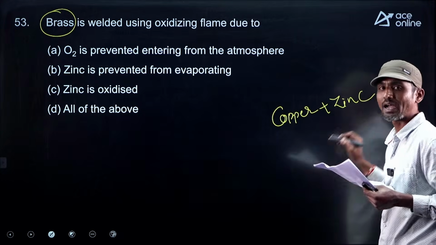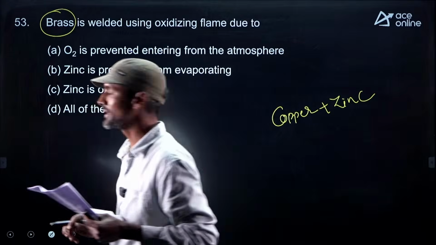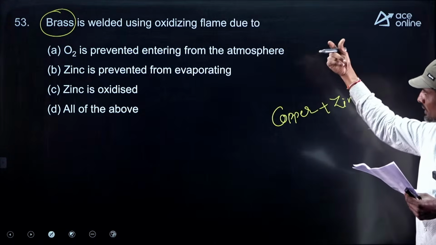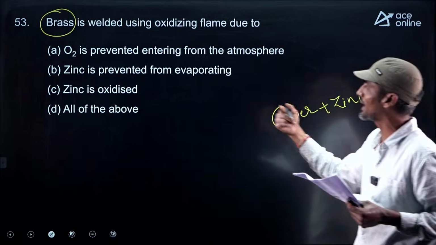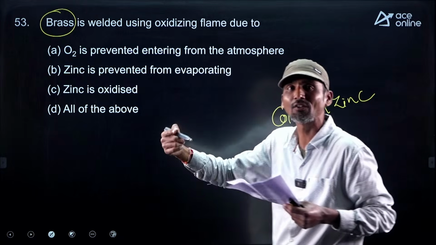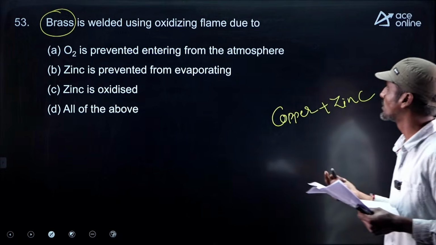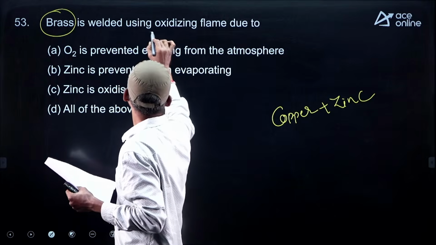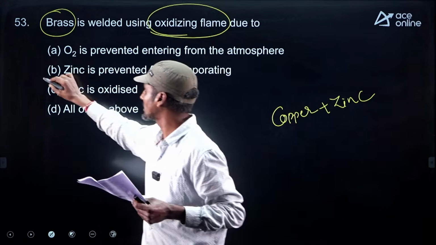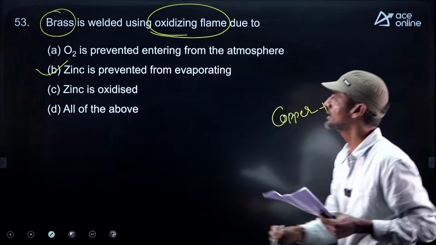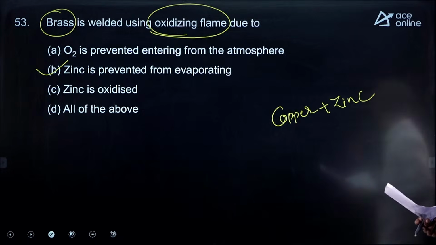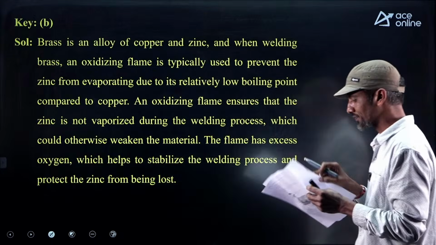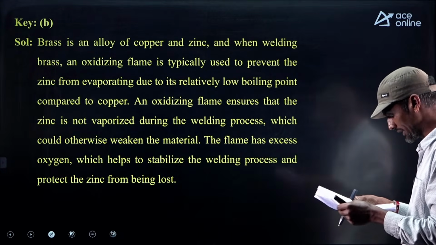It's an alloy of copper as well as zinc. Zinc has a melting point of 420 degrees centigrade. So whenever we perform a welding operation or any task on brass, it causes zinc evaporation from the base material. In order to overcome this problem, we use the oxidizing flame. So for this question, the best answer is option B. After that, as we move on, we have the next question.